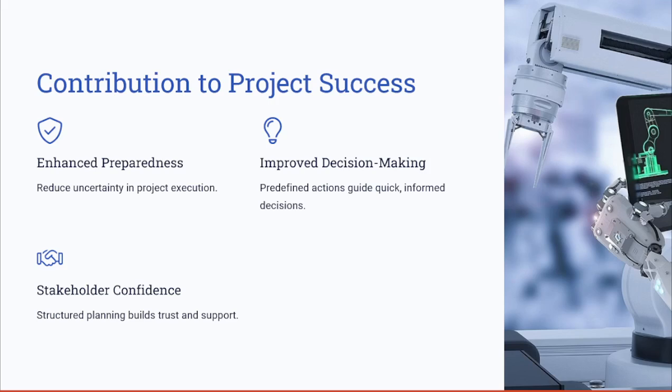Now let's understand how risk response plans contribute to the project success. A well-defined risk response plan contributes significantly to project success by reducing the uncertainty within each of these risks, and also reducing the impact on the project's overall success. With predefined actions, teams can make informed decisions quickly, minimizing the disruption. Additionally, structured planning builds stakeholder confidence, demonstrating a proactive approach to risk management.